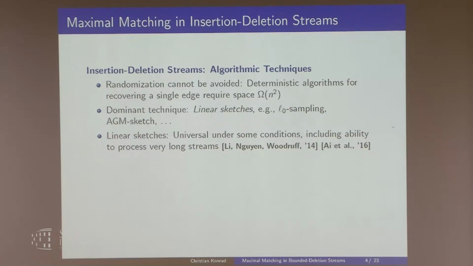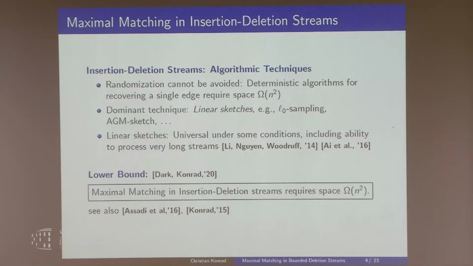So the question is, can we use this for maximal matching? And the answer is not really. For maximal matching, we have a lower bound. In insertion-deletion streams, it requires space n square. So we can't really get a sublinear space algorithm for maximal matching.